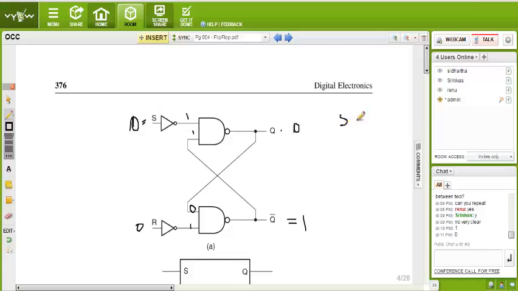When S and R both are 0, the output is unchanged. You see. Is it clear? Okay. Now as per our logic, if we want to set, we have to set our output, mainly the output is Q. Set means 1. Then what should we do? We have to set S equal to 1, R equal to 0, then our output should be 1. Now check with that. Is it possible or not?